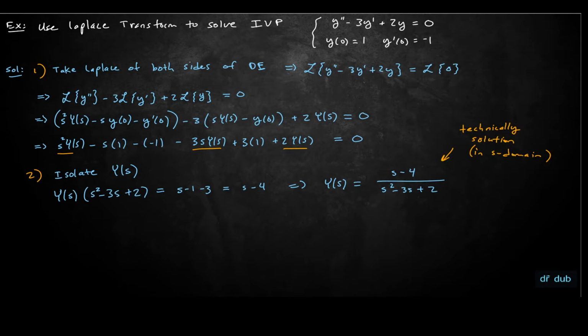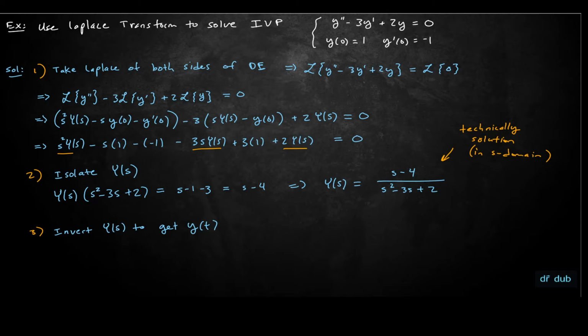So what we need to do now, step 3, is invert the Laplace transform. So we're going to invert capital Y of s to get little y of t. So that's pretty much our solution process right there.